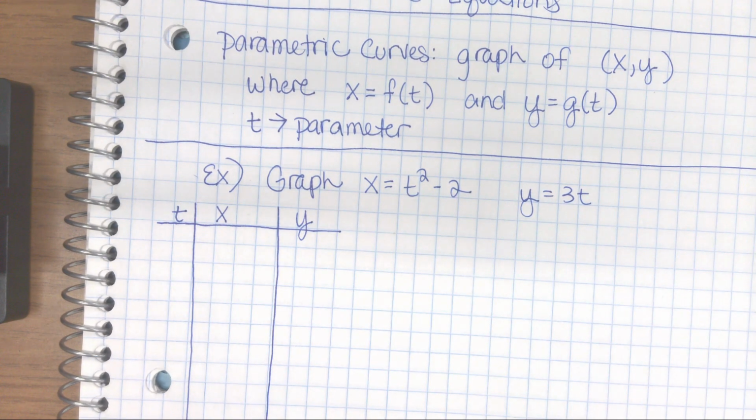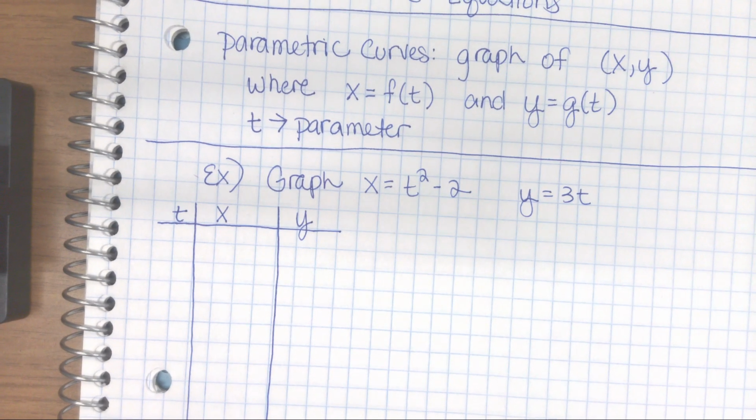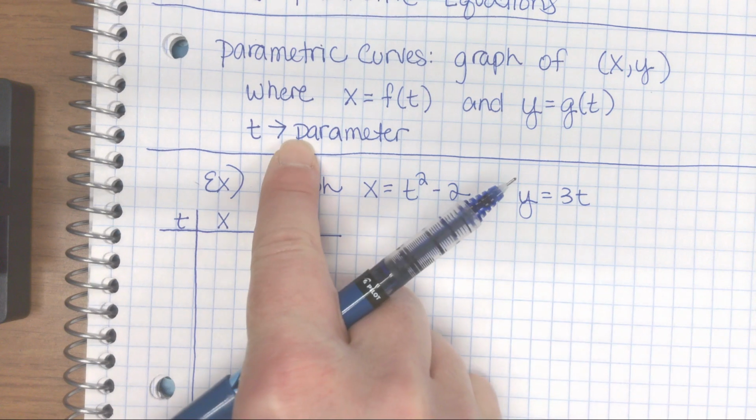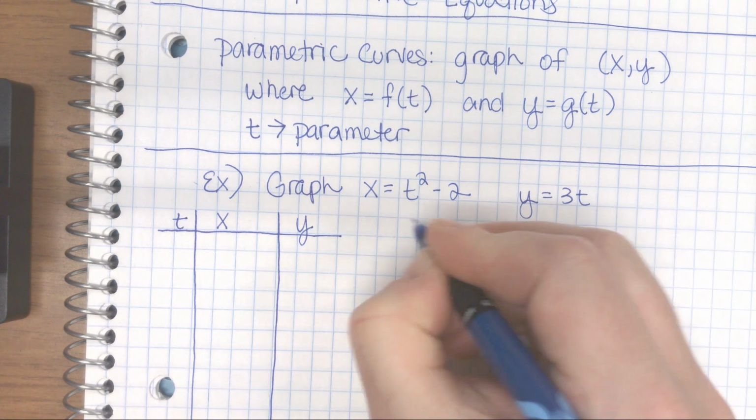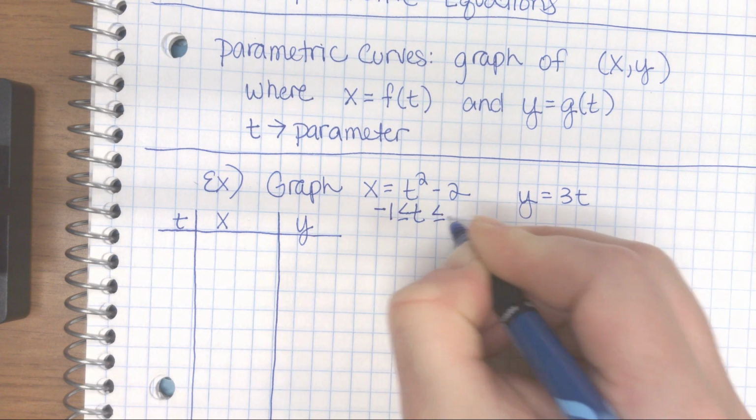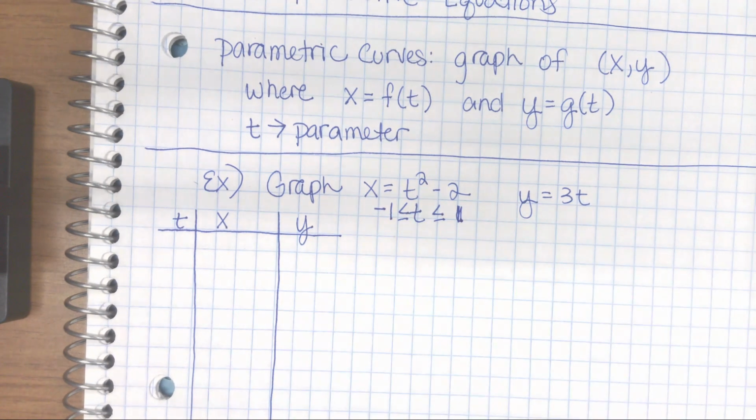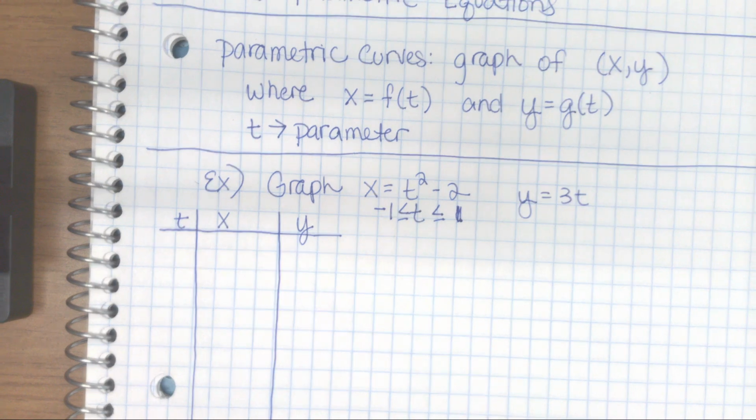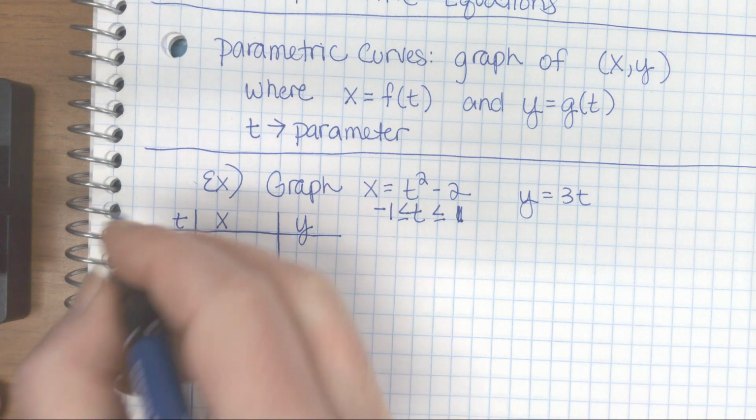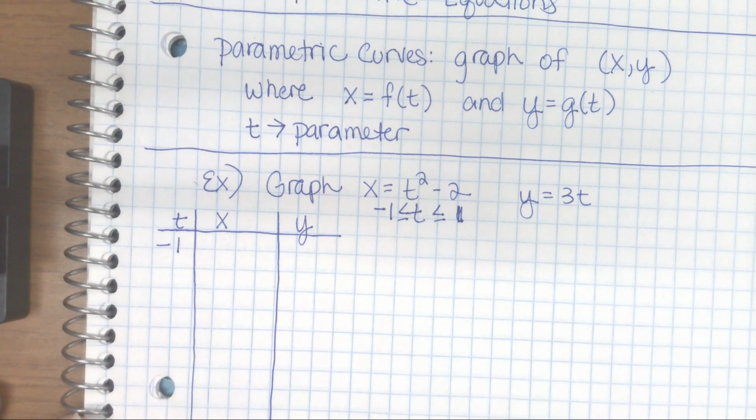And usually when I ask you to graph something, I have to tell you the limits of the parameter. Meaning, we're going to just do this for -1 to 1 for t. Okay, so just for the heck of it, I'm going to pick an increment of 0.5. So t is going to start at -1.